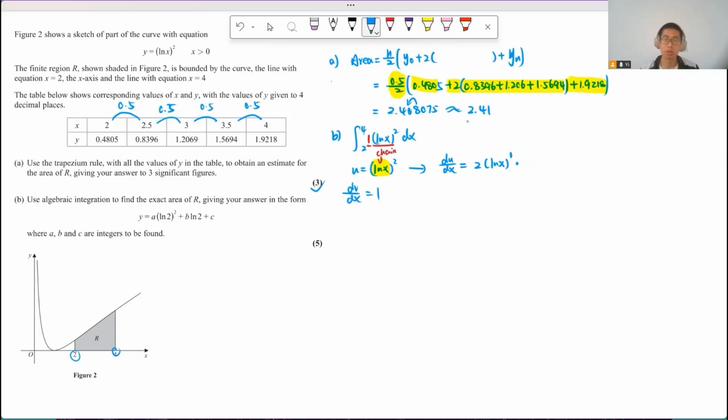And then, so ln x will differentiate to 1 over x. So this part is done. And then we integrate dv over dx, so v will just equal to 1 integrate to x. That's all. And now we just use the formula.